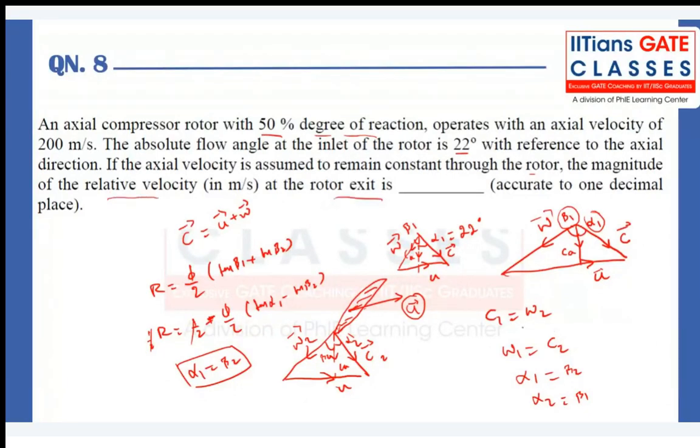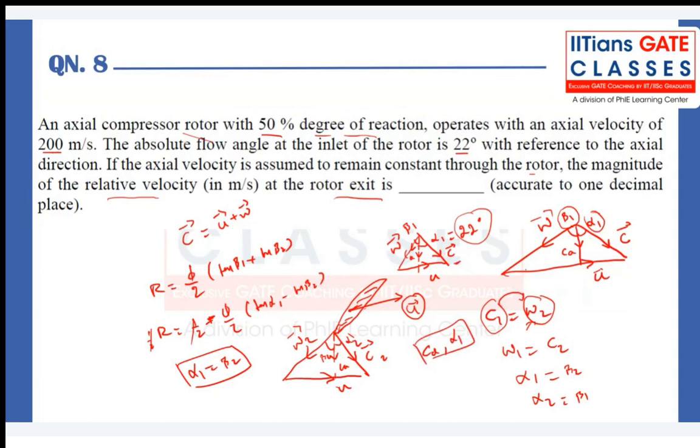Either I can directly go to the W2 calculation, or if I calculate C1, that is also fine, that is equal to W2. So you can approach this problem in multiple ways. Let me approach it in a way based on what is given. I know what alpha 1 is. I know the axial velocity, that is CA, 200 meter per second. So I know CA and I know alpha 1. From these two pieces of information, I can easily calculate C1 using a trigonometric relation.